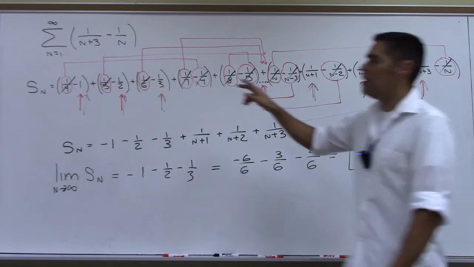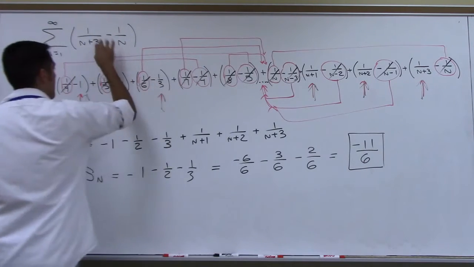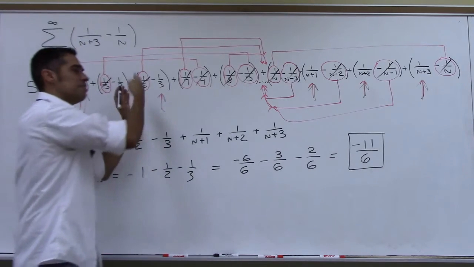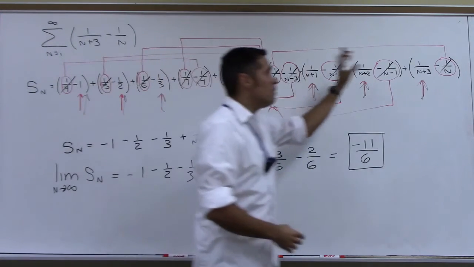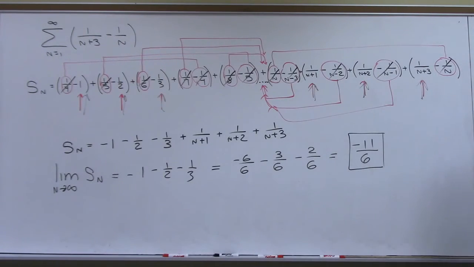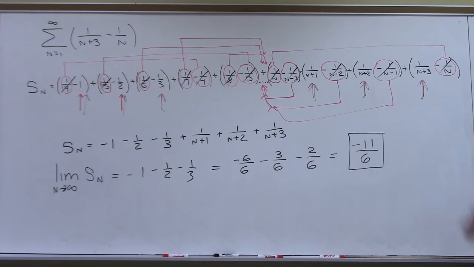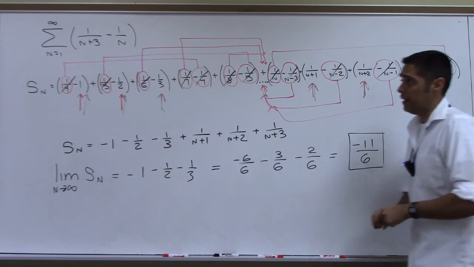If you were to go out and start adding these things up, 1/4 minus 1, 1/5 minus 1/2, 1/6 minus 1/3, and you were to go forever, if you could, you would get closer and closer and closer to -11/6. That's what it converges to. But the setup of the problem is the most important thing.